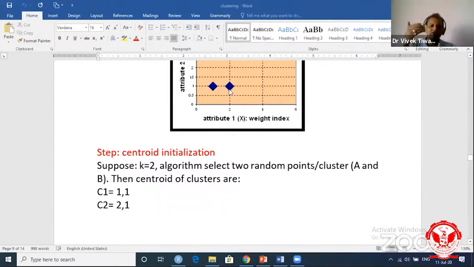Try to recall the flow chart. I have selected randomly k number of clusters. Then I have calculated the centroid. What was the third phase? The third phase was to calculate the distance of all the data points to the centroid of the cluster. That was the third step I'm going to explain.